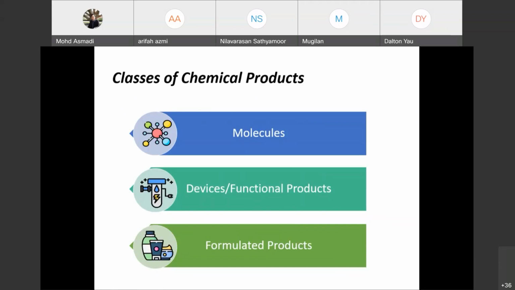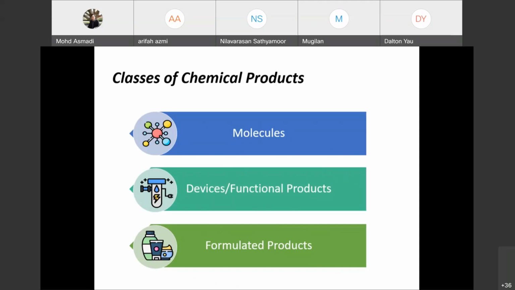Most of the devices and functional products are made from multiple components, right? In order to get these devices and functional products. So we can classify, in general, a wide variety of products. They have three major classes. We call them chemical devices, functional products, and also formulated products.